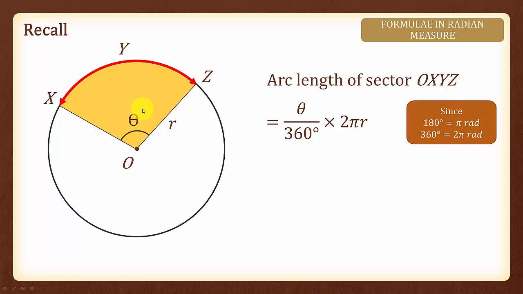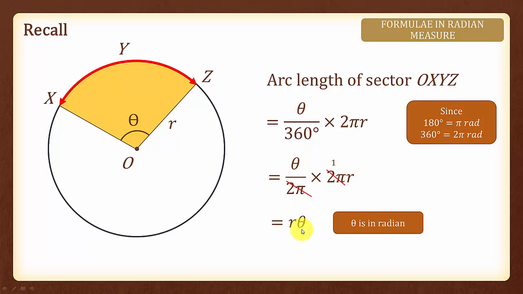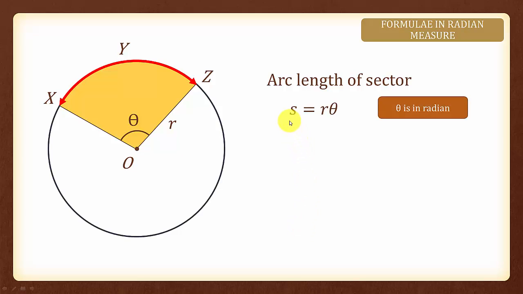And if the angle here is in radian, we will need to convert this to radian as well, which will give us theta over 2 pi, because 360 degrees is 2 pi radian, times 2 pi r. 2 pi divided by 2 pi is equal to 1, and we are left with only r and theta, whereby theta is in radian. Therefore, to find the arc length of the sector, we can use the formula S equals r theta, whereby S is the arc length and theta here is the angle in radian.